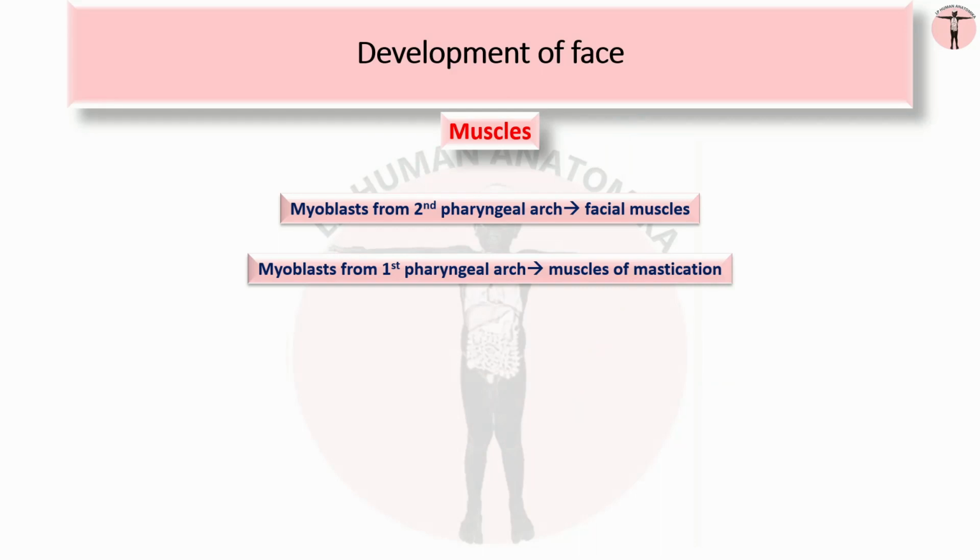The primordial lips and cheeks are invaded by myoblasts from the second pharyngeal arches, which differentiate into the facial muscles. The myoblasts from the first pair of arches differentiate into the muscles of mastication.